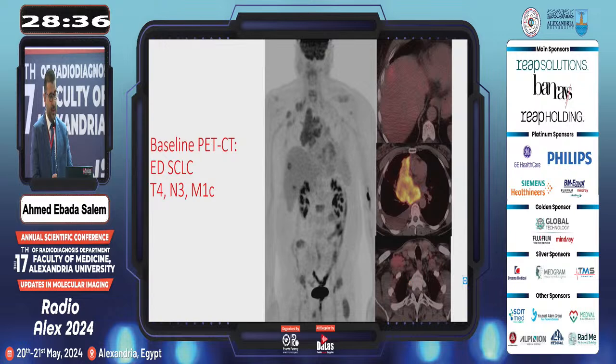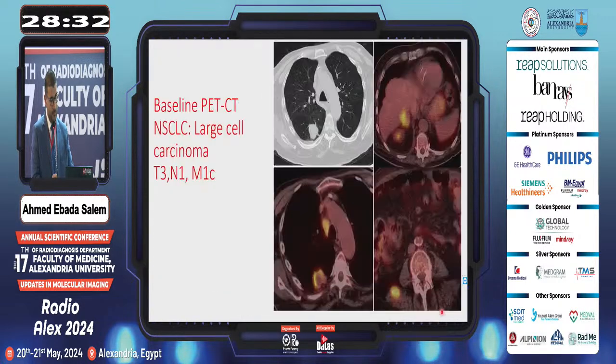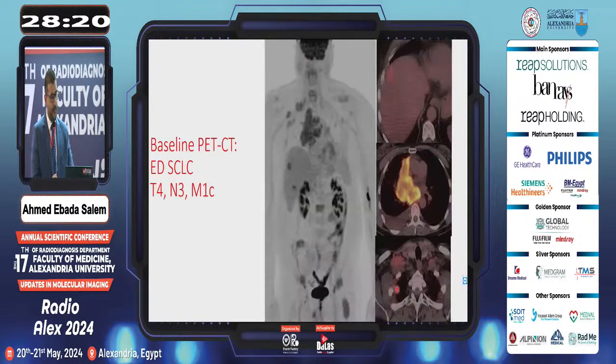If this patient was only imaged using CT, I think this nodule within the muscle would be really hard to visualize just on CT. So PET-CT definitely helped with evaluation of metastatic disease burden.